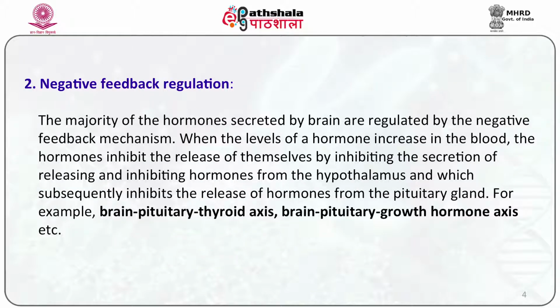Negative feedback regulation. The majority of the hormones which are secreted by brain are regulated by the negative feedback mechanism. When the levels of a hormone increase in the blood, the hormones inhibit the release of themselves by inhibiting the secretion of releasing and inhibiting hormones from hypothalamus, and which subsequently inhibits the release of hormones from the pituitary gland. For example, the brain-pituitary-thyroid axis and the brain-pituitary growth hormone axis are examples of the negative feedback regulation.